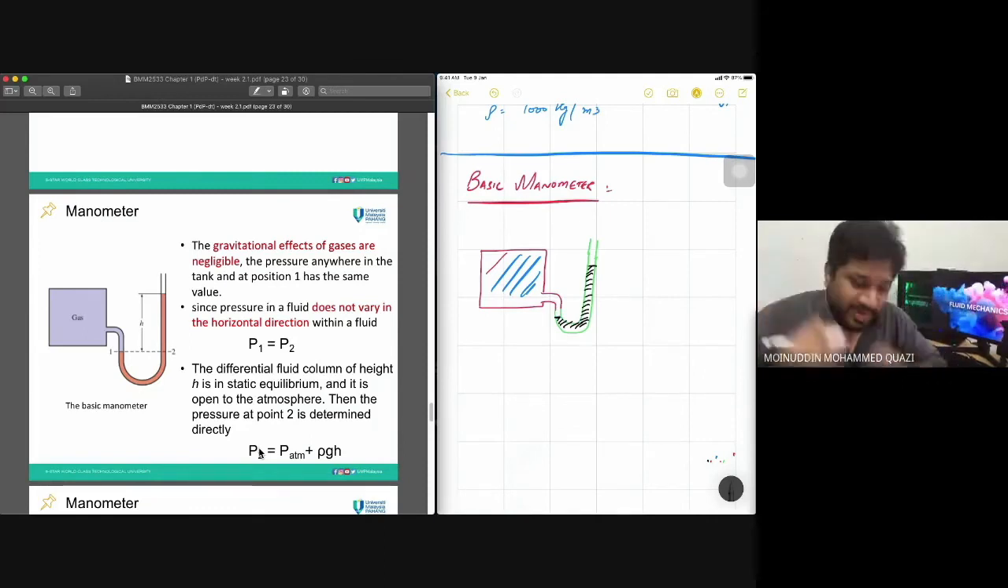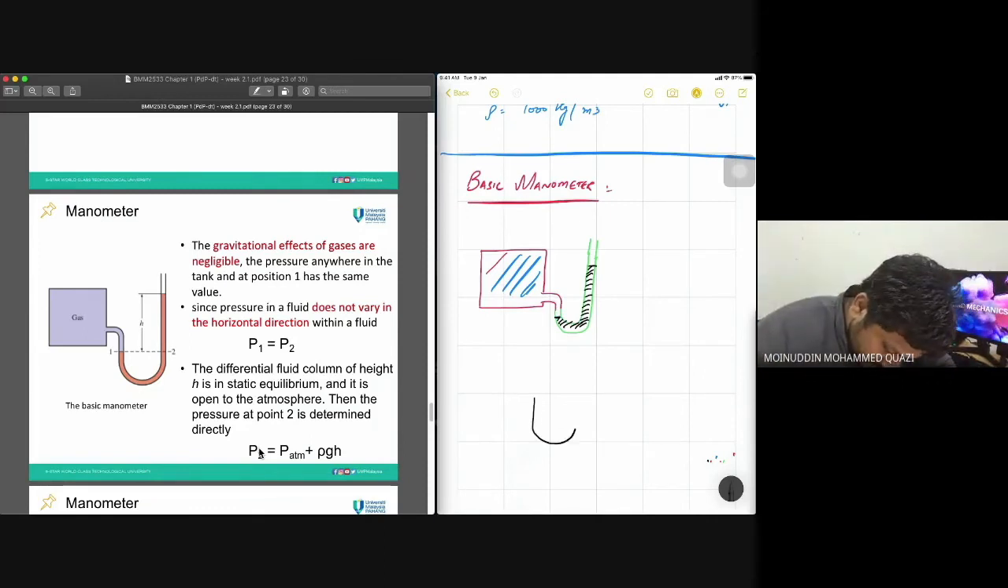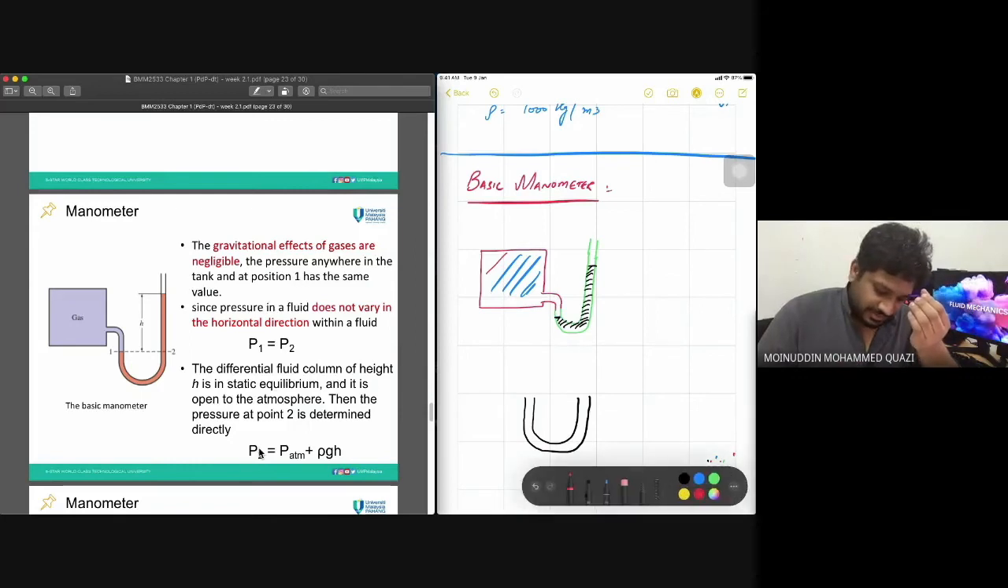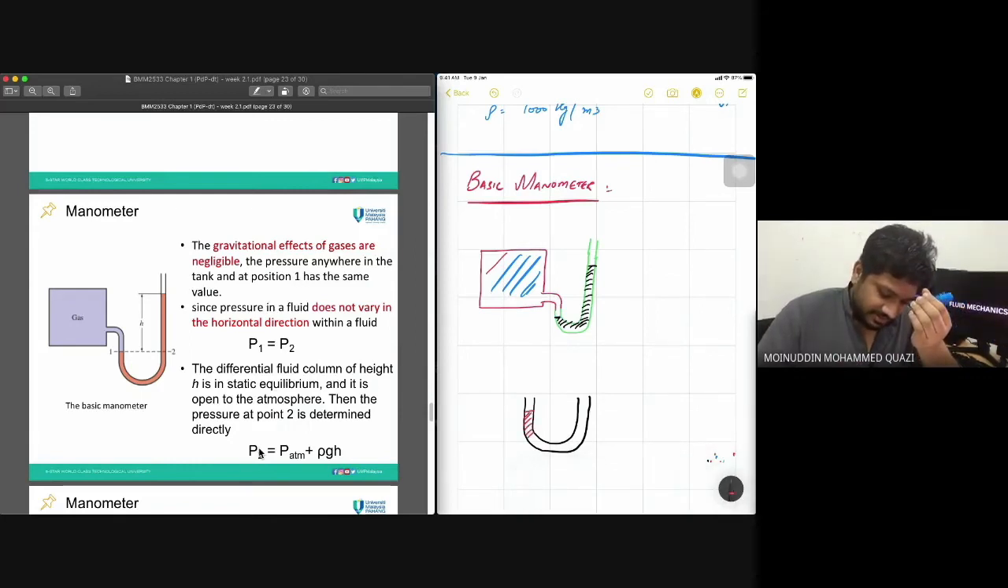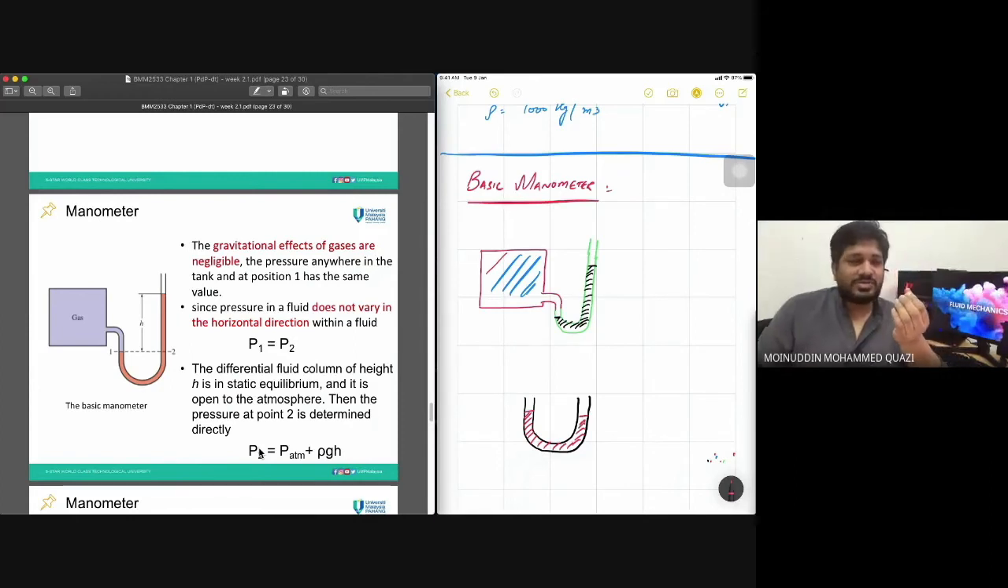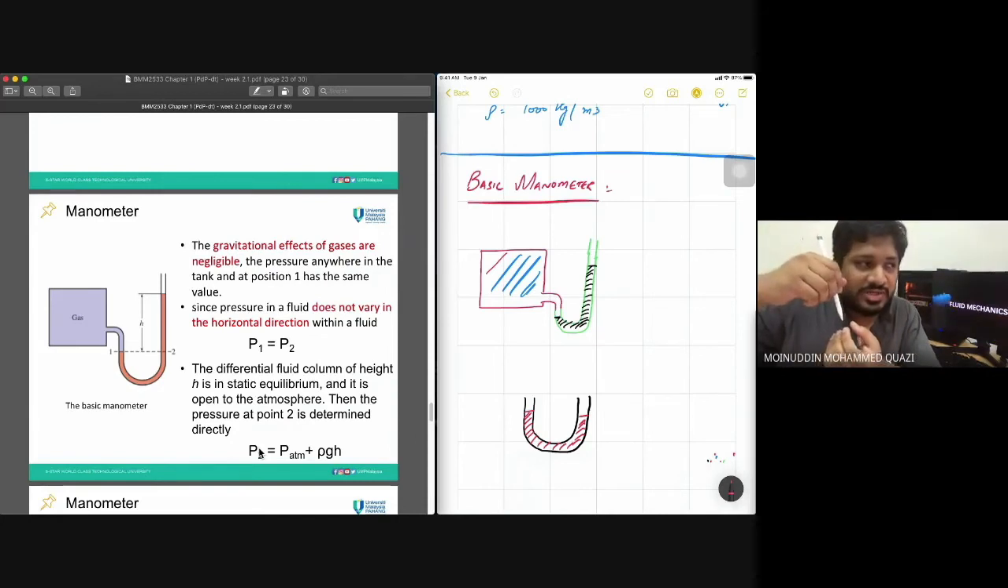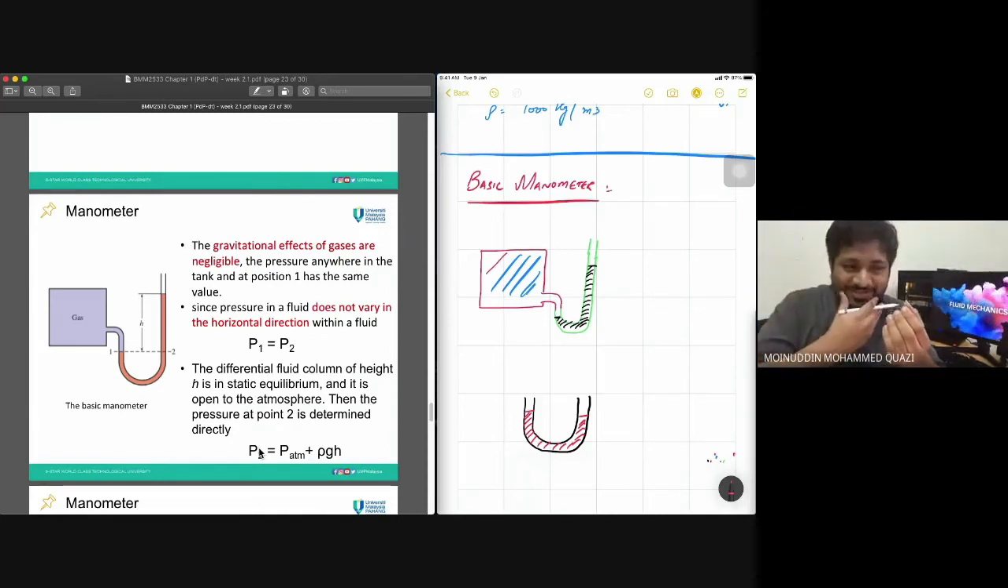If I have two open ends, if I have a simple manometer right now in my hand, let's say in my hand I have a manometer like this one, then how does the fluid look? The fluid is balanced here. In this manometer, the fluid is balanced because atmospheric pressure is acting on one end and atmospheric pressure is acting on the other end, so it's balanced already. I am not pressurizing any part. So the fluid is balanced.